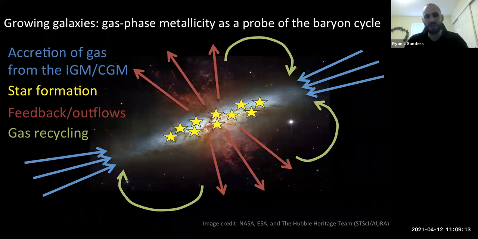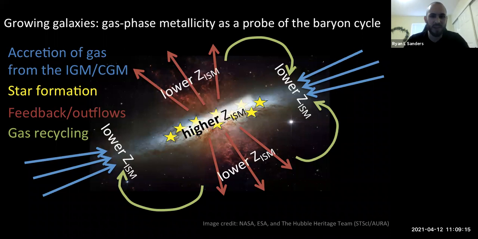And so as an alternative probe of this process, we can use the metallicity of galaxy ISM because each of these stages of this process actually modulates the ISM metallicity by either lowering or raising the metallicity due to diluting metals, removing metals, or adding metals if it's through star formation.